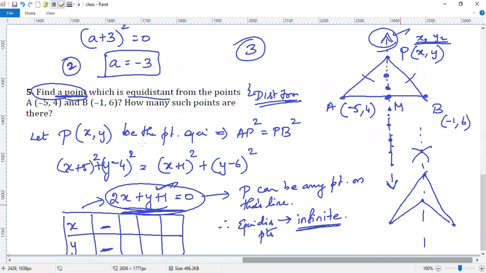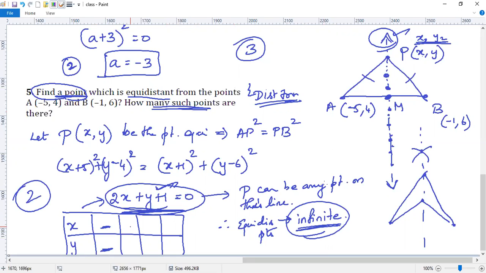Okay, so this question carries 3 marks. For doing the distance formula and then finding this equation, it carries 2 marks. And then writing how many such points there are, infinitely many points, all lying on this line, carries 1 mark. So totally 3 marks for this question.